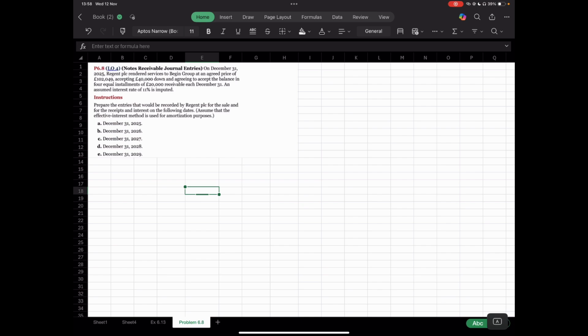So now, here the interest rate is already imputed for us at 11%. We will use the effective interest method to recognize interest revenue. This method applies the market interest rate of 11% to the carrying amount of the note at the beginning of each period. This is where an amortization schedule in Excel is incredibly helpful.